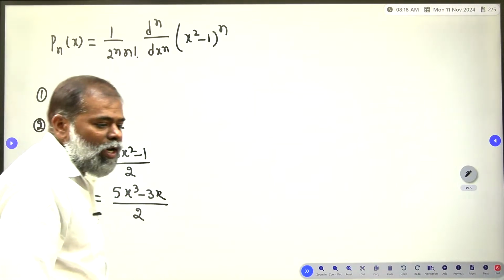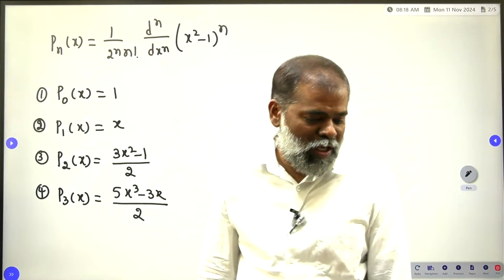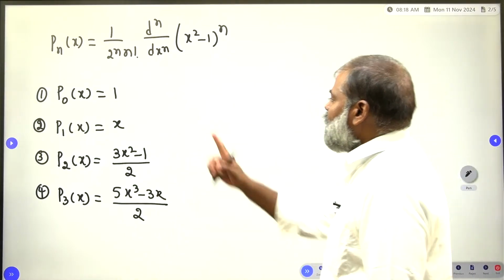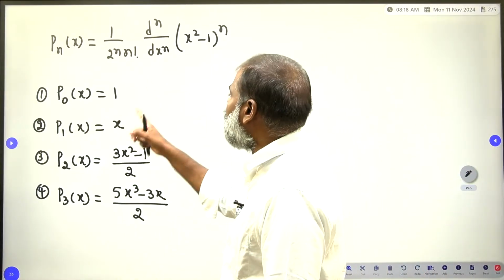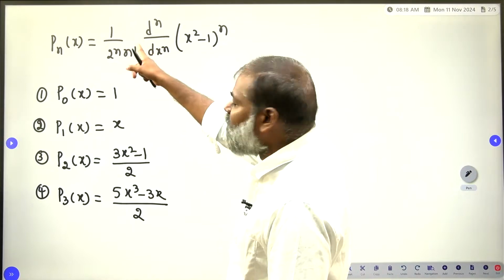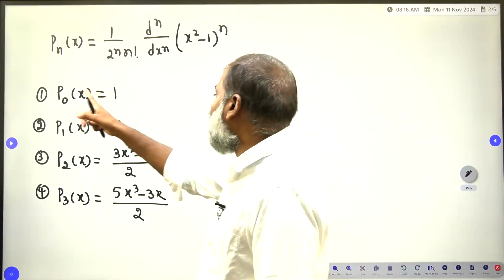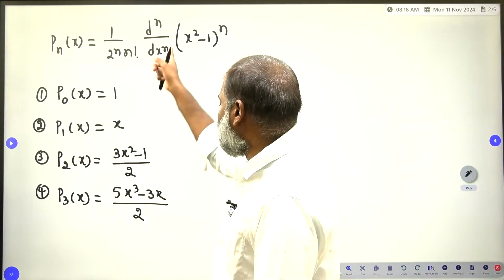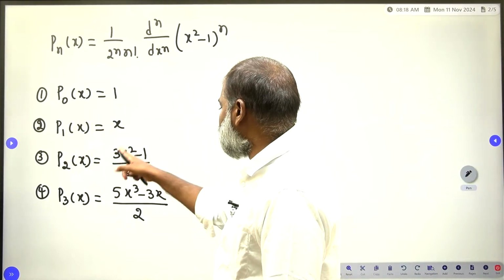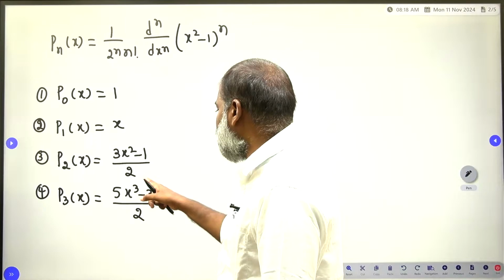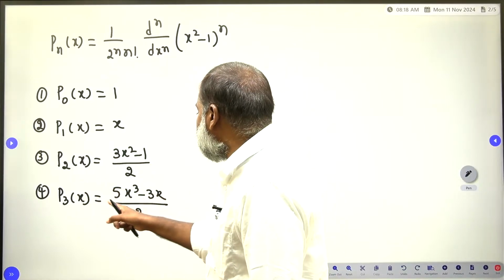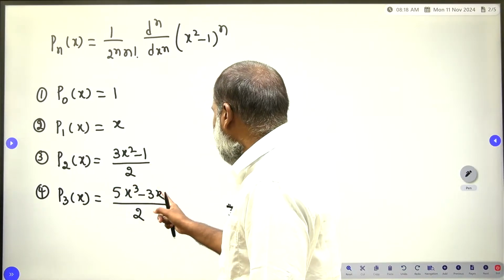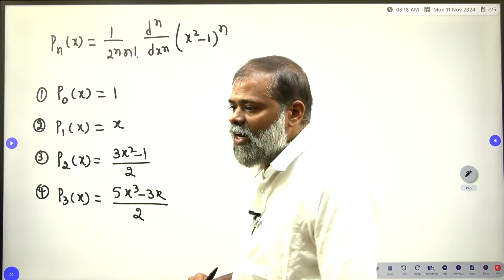These are the polynomials. Once again, you have to see what the polynomials are. P0 of x is equal to 1. P1 of x is equal to x. P2 of x is equal to 3x square minus 1 divided by 2. P3 of x is equal to 5x cube minus 3x divided by 2.